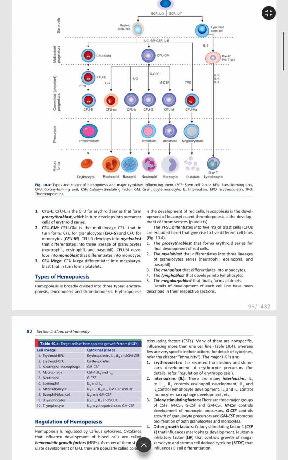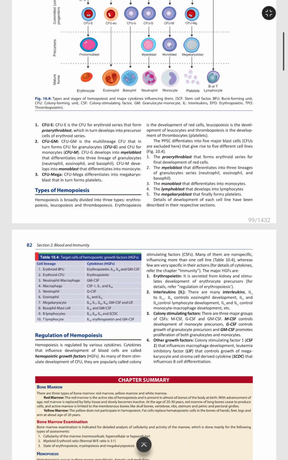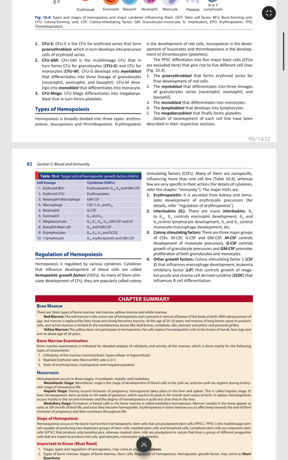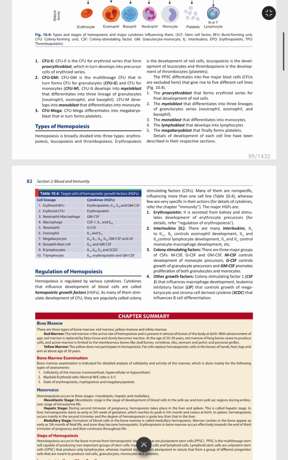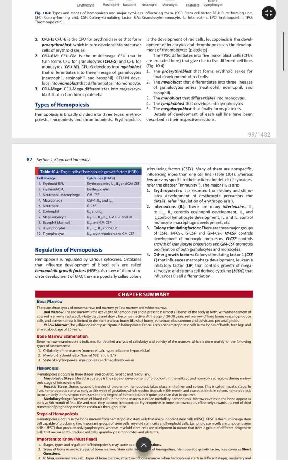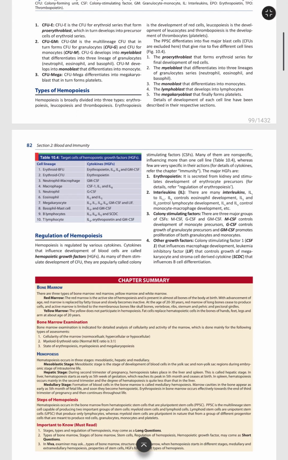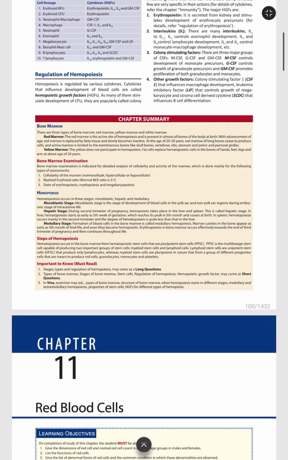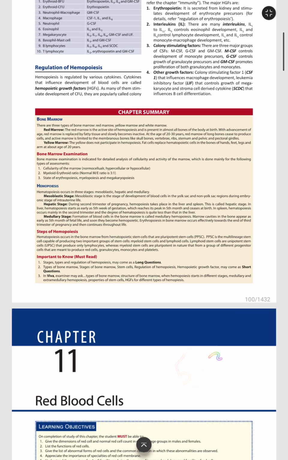Right. Now the regulation by hemopoietic growth factors: erythropoietin, colony-stimulating factors, and interleukins. Interleukin 5 is for eosinophils and interleukin 3 is for basophils.